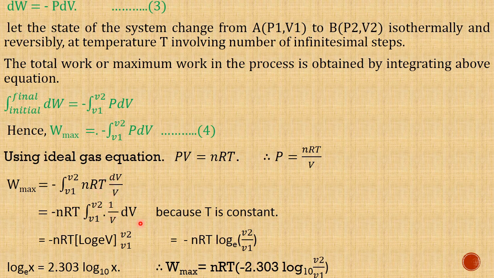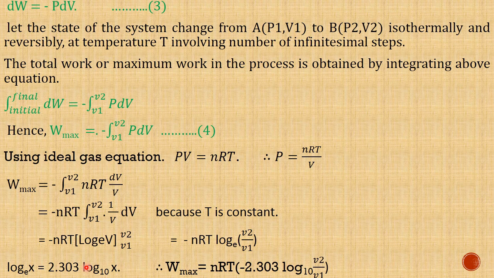Now 1 upon V dV is the same as dV upon V. Why do we have to write this? Because of the integration formula: integrating 1 upon x dx is equal to log to the base e of x. So just take log to the base e of V, where x means V, between V1 and V2. Why do we take the limits V1 to V2? Because this is the difference. So this is equal to minus nRT log to the base e of V2 upon V1.